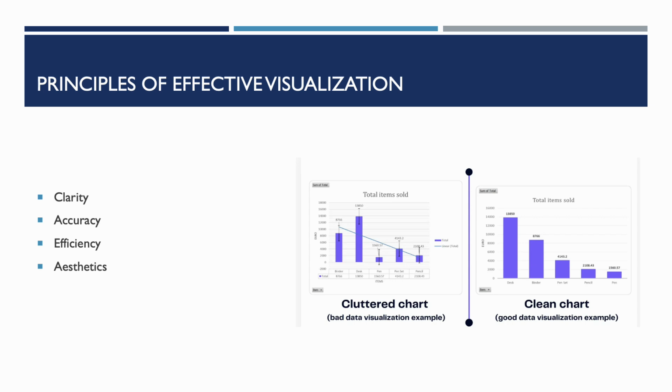Third is efficiency. So efficiency in data visualization means that the viewer can quickly grasp the key points without needing to spend too much time deciphering the chart. We have to choose the right type of chart for your data and ensure it's easy to read. For example, a bar chart is often more efficient for comparing quantities than a pie chart.